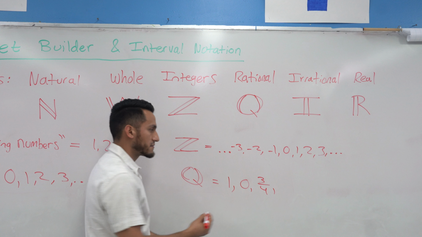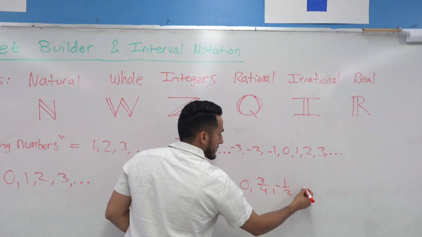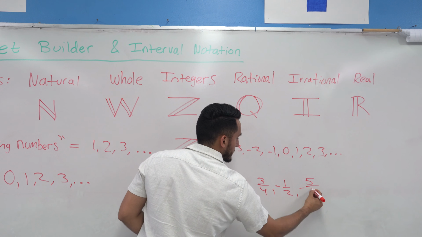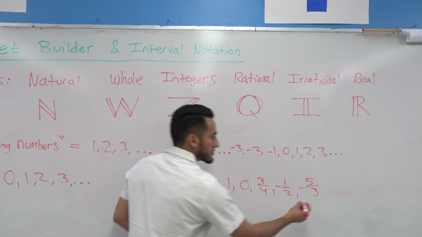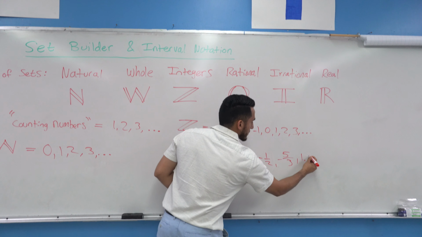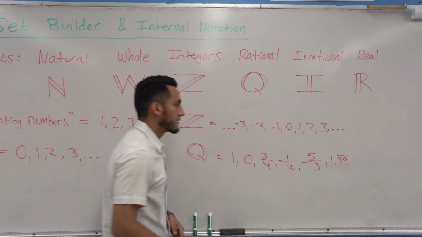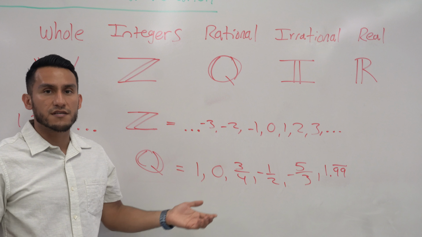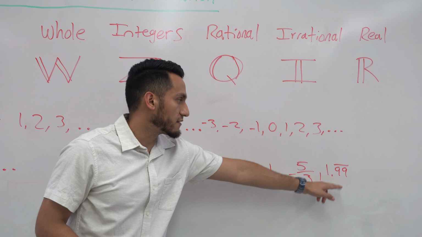You can even go into the negatives. -1/2, -5/3 if you like. Even decimal numbers like 1.999. All of these numbers are examples of rational numbers because they can be changed to fractions. For example, this is 999, they can be changed to a fraction.